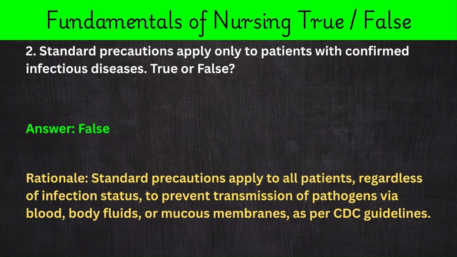2. Standard precautions apply only to patients with confirmed infectious diseases. True or false? Answer: false. Rationale: standard precautions apply to all patients, regardless of infection status, to prevent transmission of pathogens via blood, body fluids, or mucous membranes, as per CDC guidelines.